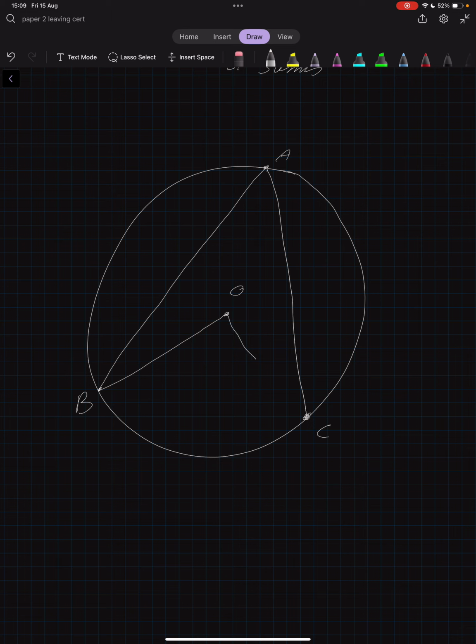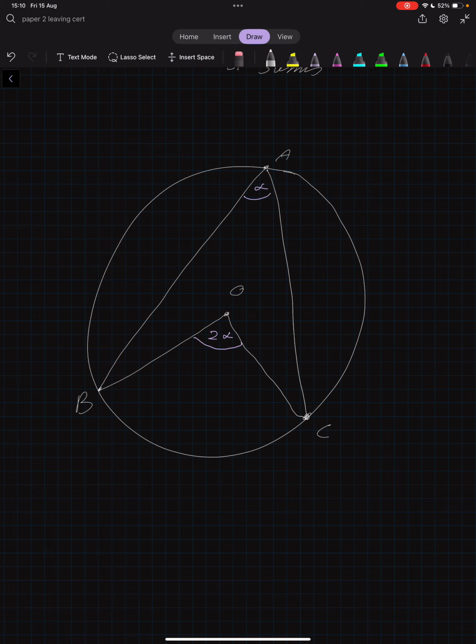So basically, if you have 2 points like this, this is the center of the circle O. This angle here is always going to be 2 times the angle here. So it's always double, okay? That's all you need to know, all right?